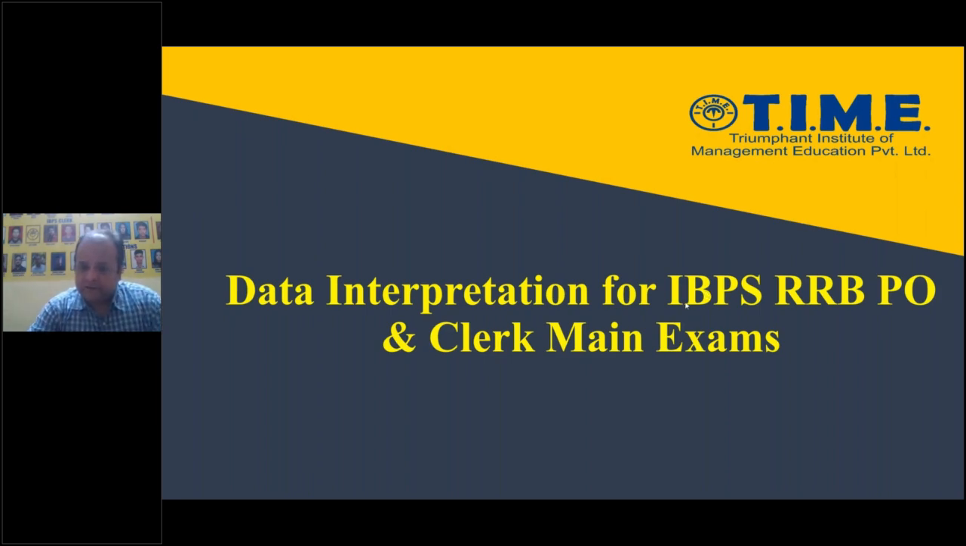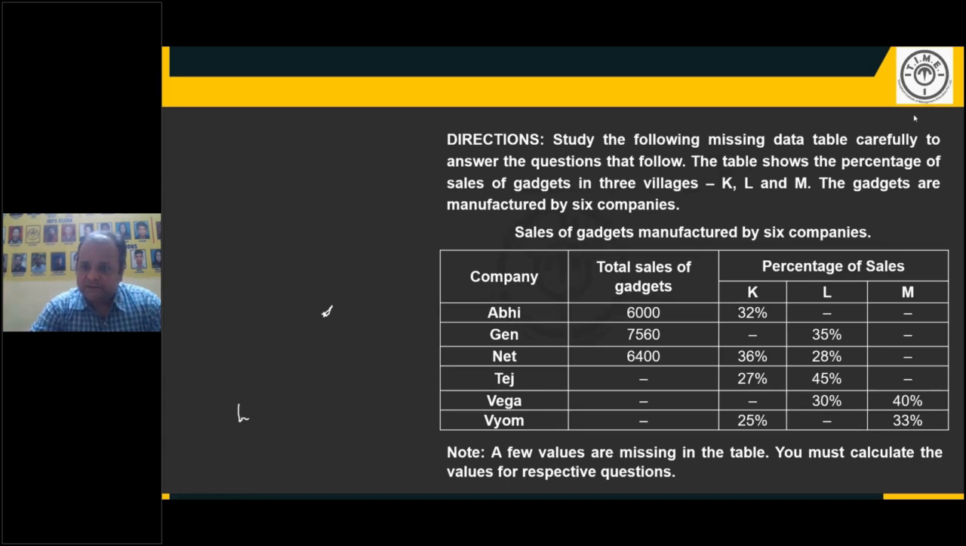All right, so we look at the first set to start with. I hope it is clearly visible to all. This set gives you the sales of gadgets manufactured by 6 companies, and it is happening in 3 villages, K, L and M. Just go through the data, understand the data. Some of the values are missing. Just get a sense of the data, and then we'll begin with it.